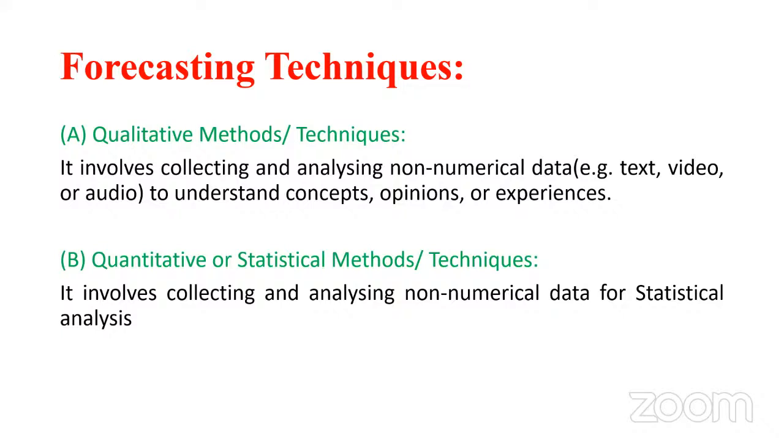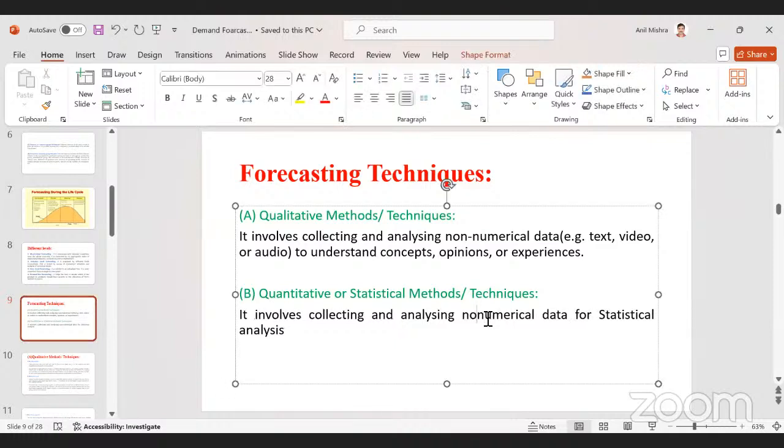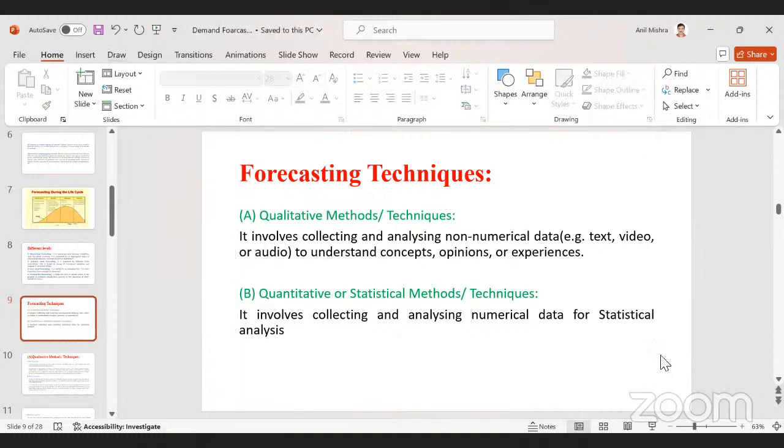Quantitative method requires some numerical data. Okay? So in the case of the quantitative or statistical technique, it involves collecting and analyzing numerical data for statistical analysis. It is not non-numerical data, it is numerical data. Let me change this because there was a typing error, I think. Right? It is analyzing the numerical data. Okay.